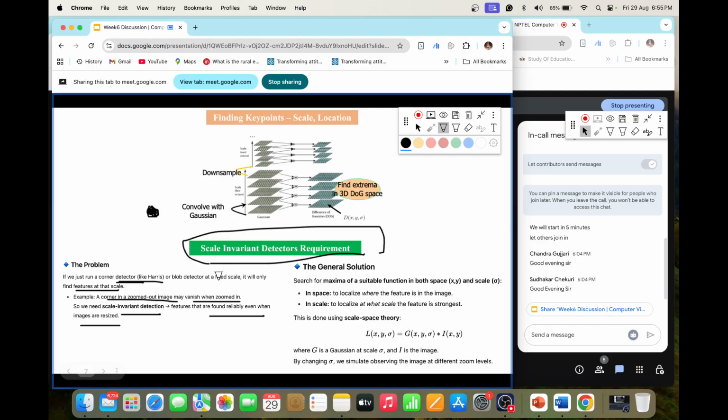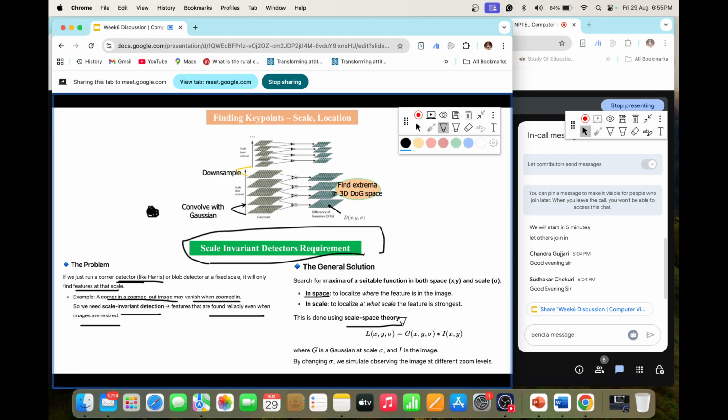Again I am repeating, what is the problem with the corner detector or even the blob detector? At a fixed scale it will only find features at that scale, but if we modify the scale, meaning we zoom in on the image, that corner or this blob might vanish. So to deal with it, we have to do scale invariant detection. How do we do it? We apply scale space theory.